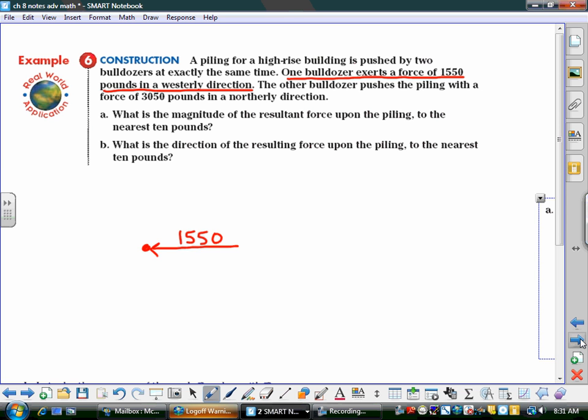The other bulldozer pushes the piling with a force of 3,050 pounds in a northerly direction. So now I'm pushing north with a force of 3,050 pounds. Now with this picture, exactly how it is right now, that's how it would kind of look in real life. There'd be one bulldozer right here pushing that way, pushing west. There'd be another one right here pushing north, and that's how it does look in real life, but whenever we want to find the resultant force, which is what they're asking us for, we want to redraw it tip to tail.